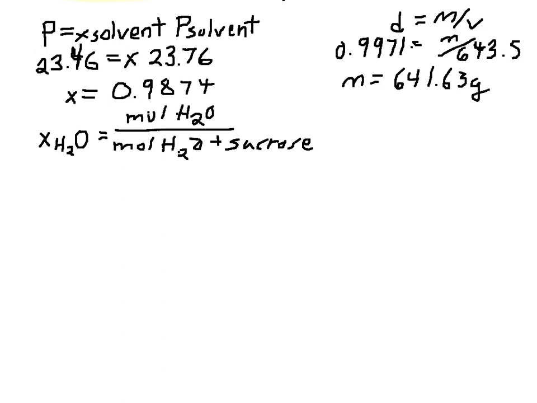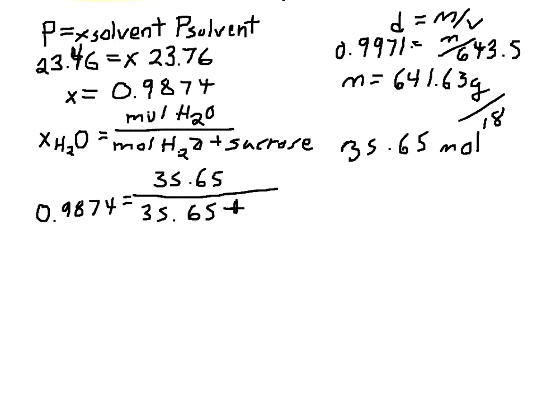Once we have the mass of water, we can divide that by molar mass, which is 18 grams per mole, and we can get the moles of water, which is about 35.65 moles of water. Once we have moles of water, we can plug this back into our mole fraction equation. In our mole fraction equation, what we're trying to solve for is moles of sucrose. We don't know what that is. If we work this out, do a little algebra, we're going to get somewhere around 0.45 moles of sucrose in this problem.